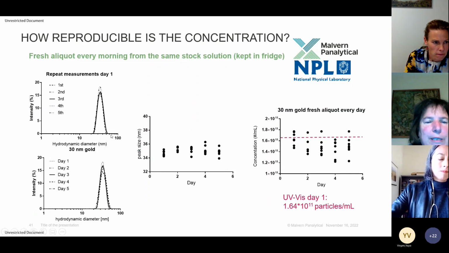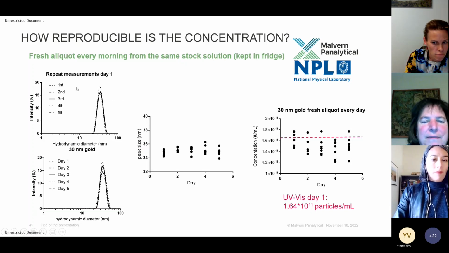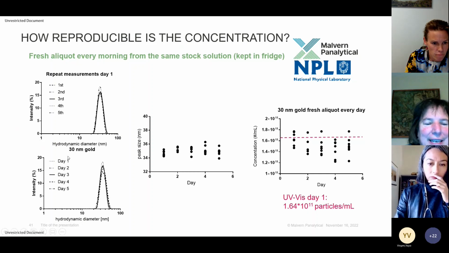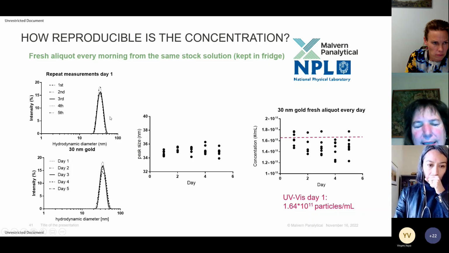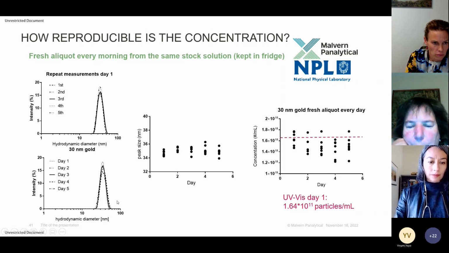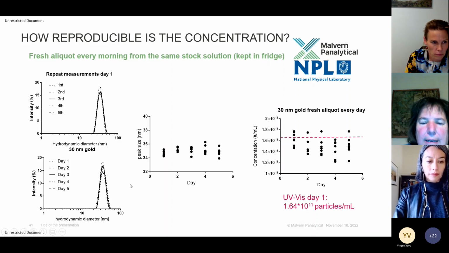That same sample was measured as a function of hour on the first day, and then it was measured for 5 days. So the 30 nanometer gold, you can see how reproducible the size results were. The size and the size distribution results were very reproducible by dynamic light scattering on the Zetasizer Ultra.